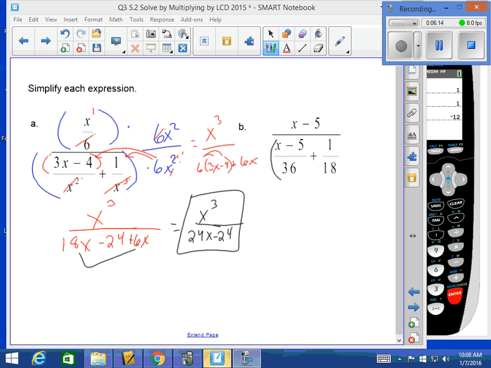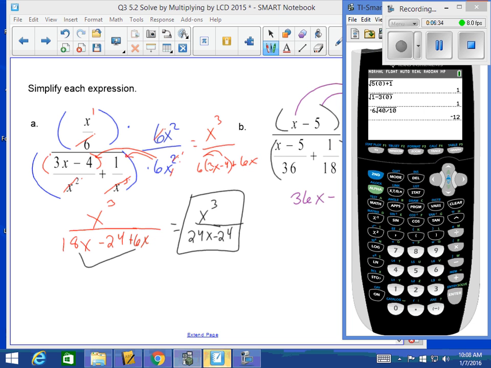So this denominator here will be multiplied by 36, and whatever you do to the denominator, you also have to do to the numerator. So on the numerator, I just distribute this 36 in. So I end up with 36x minus 5 times 36, so 180.